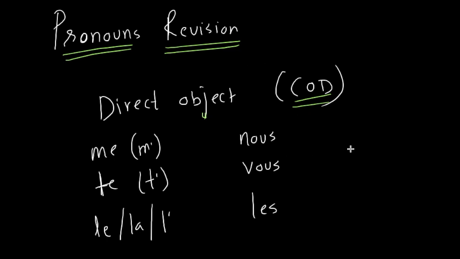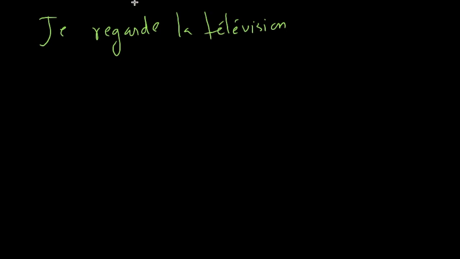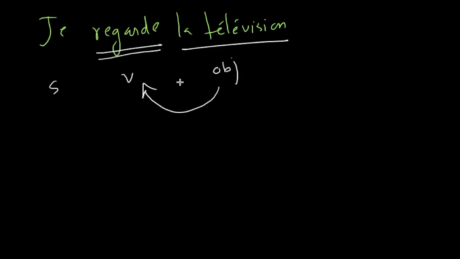What do you understand by direct object? You can say, je regarde la télé. Je regarde la télévision. So this is an example of a direct object. We say it's a direct object because this is the subject, verb, and this is the object. The object directly follows the verb. There's no preposition in between. That's why it's a direct object. And to replace this, we will use a direct object pronoun. So how will we write this sentence using a direct object pronoun? Je la regarde. Nice.